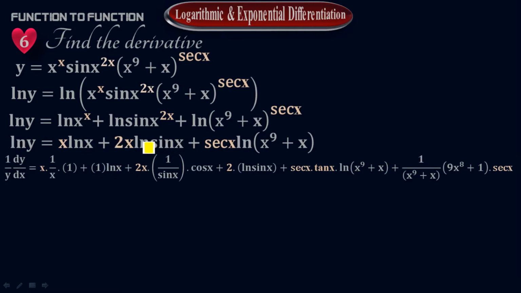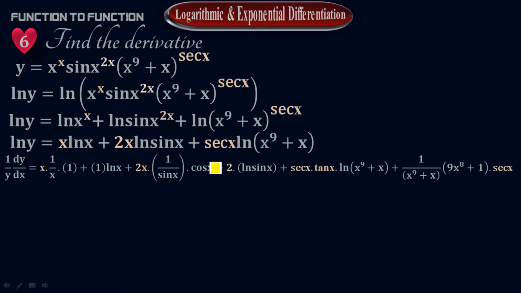Here is also the product of two functions, 2x and natural log of sine x. This natural log of sine x is one function, 2x is another function. There is a product between them, so I'm going to apply the product rule. According to the product rule, put 2x as it is and take the derivative of natural log of sine x, which is 1 over sine x, and then take the derivative of sine x. So derivative of sine x is cos x.